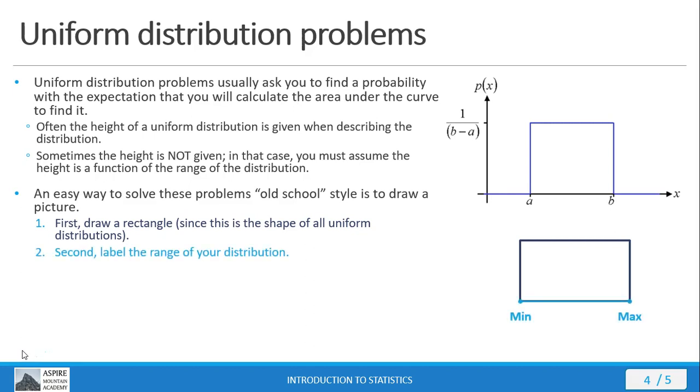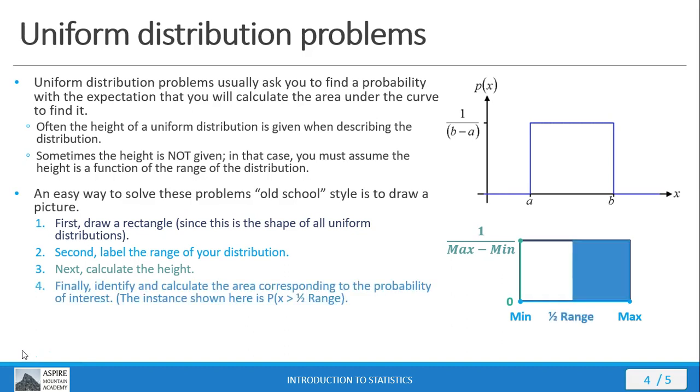Then you want to label the range of your distribution. Find your max and min values. It's uniformly distributed between two values. Those are your max and min values. Next, you're going to calculate the height. If it's not given to you in the problem, then of course you're going to use that little formula there to find it.